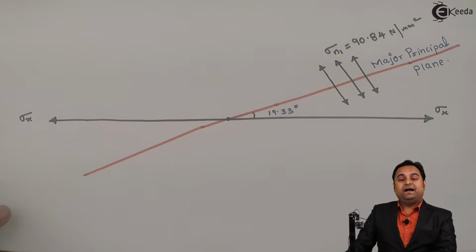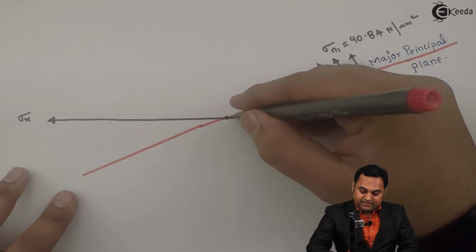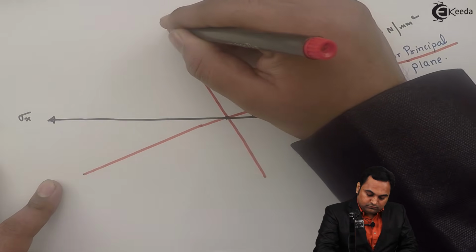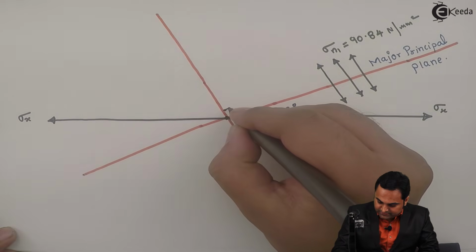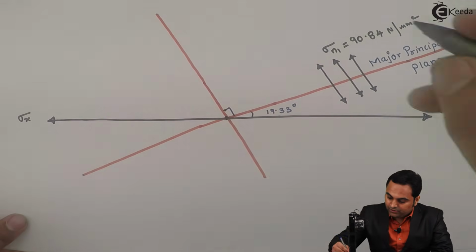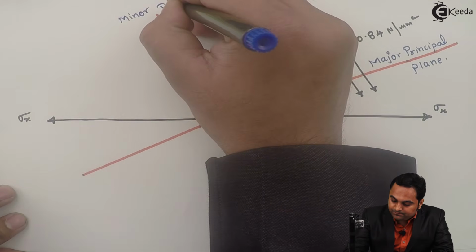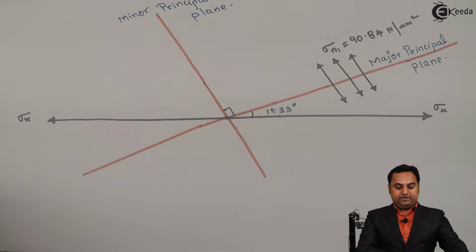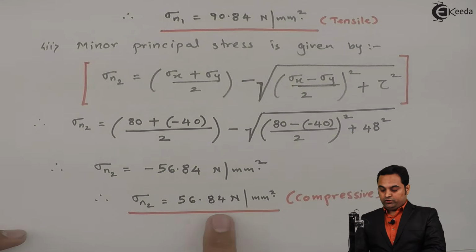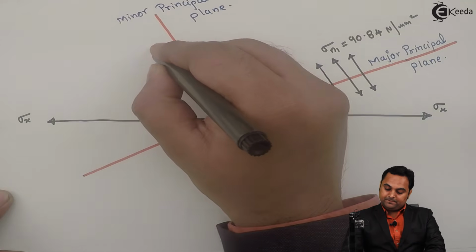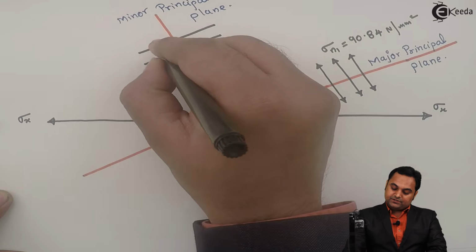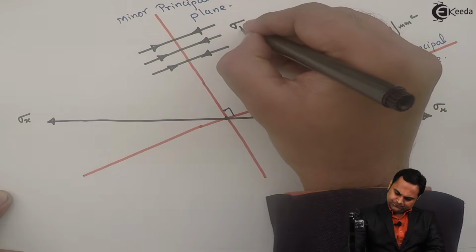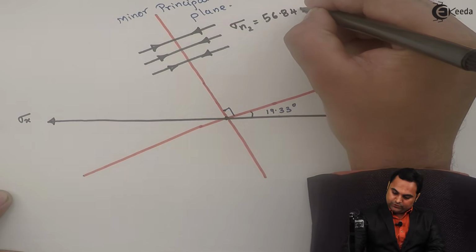Now after this there is the minor principal plane which carries the minor principal stress, and that was exactly 90 degree to the major principal plane. Here this angle is 90 and the total angle is 109.33. So this is the minor principal plane. Now this minor principal plane will carry sigma n2, and sigma n2 was compressive, having value 56.84 Newton per mm square. So on this minor principal plane I am denoting the stress as compressive. Arrows are pointing towards the plane. The value of stress is 56.84 Newton per mm square.